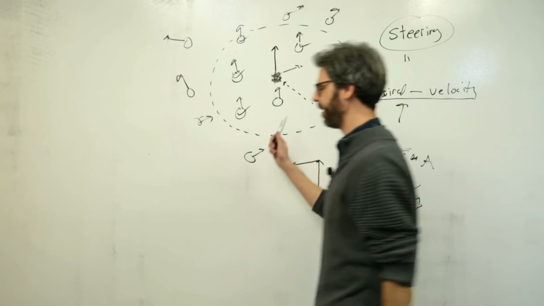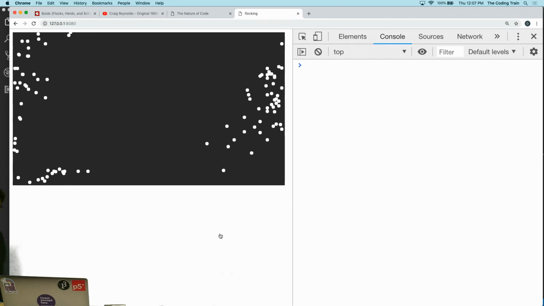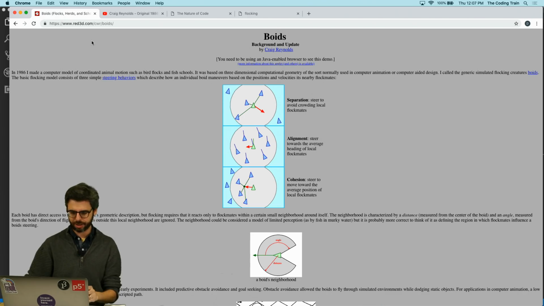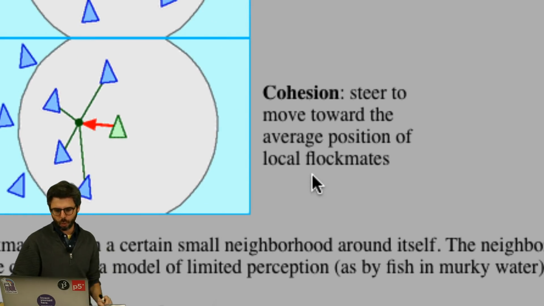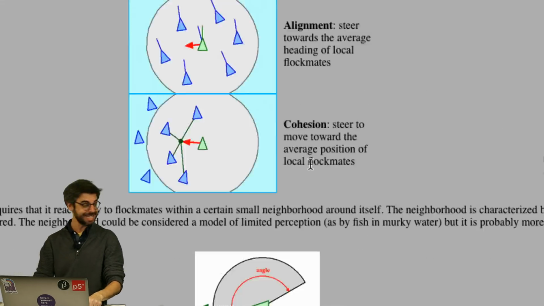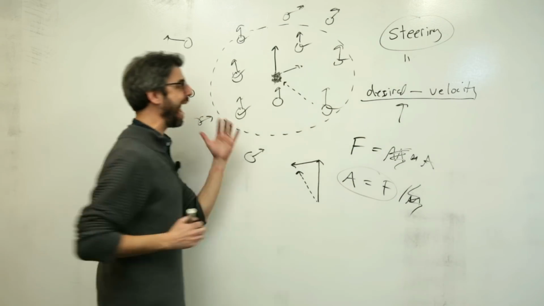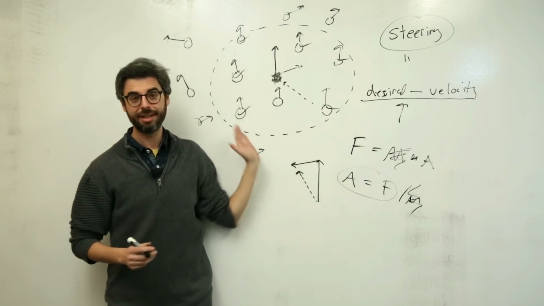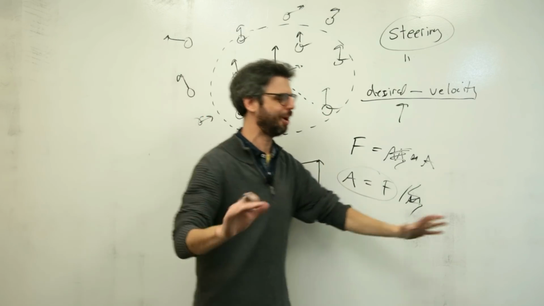So same thing. We're going to look at our neighbors. We should go back to what the rule is actually defined as. Let's go back to Craig Reynolds' original page. Cohesion: steer to move toward the average position of local flock mates. Okay, this is actually not going to be that hard because we've already calculated the average velocity of local flock mates. Now let's just duplicate that code, and I know we could refactor it.